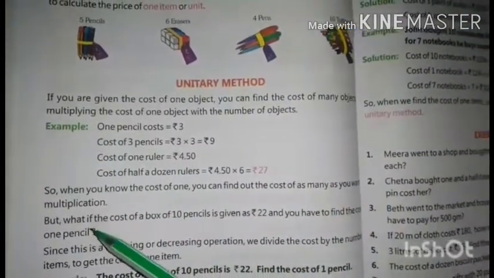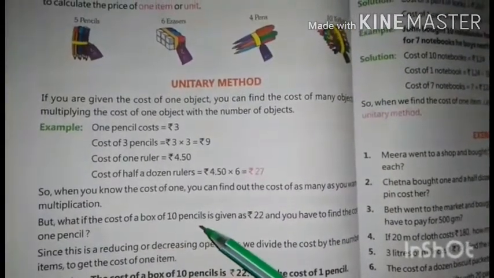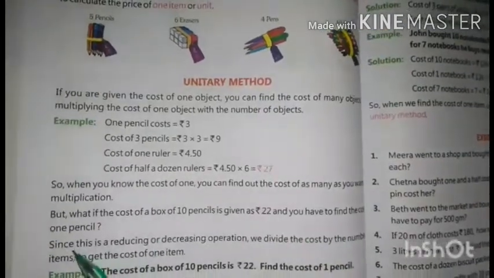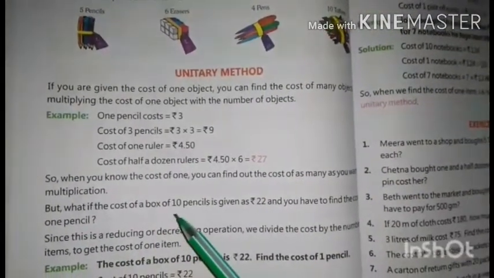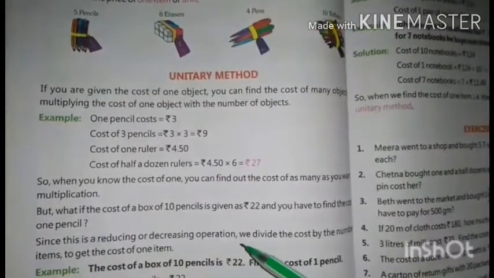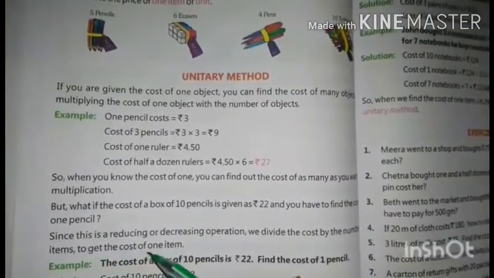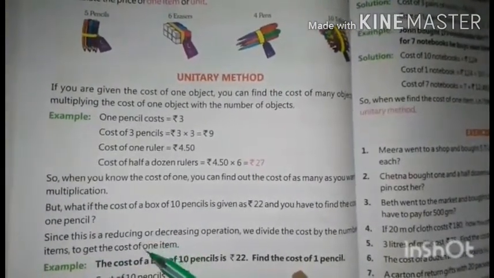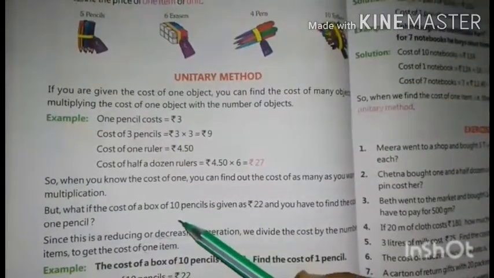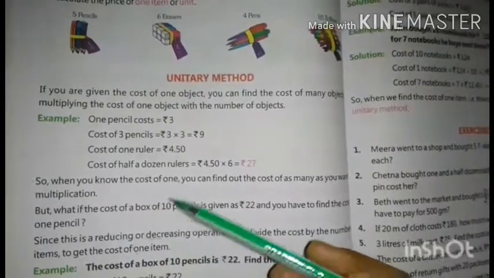by multiplication. But what if the cost of a box of 10 pencils is given as rupees 22 and you have to find the cost of one pencil? So you divide now. Since this is a reducing or decreasing operation, we divide the cost by the number of items to get the cost of one item. So if we want to find out the cost of one item, we will do division, and if the cost of one is given and we want to find out the cost of more than one, we will do multiplication.